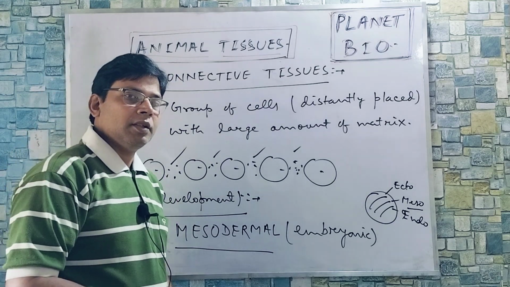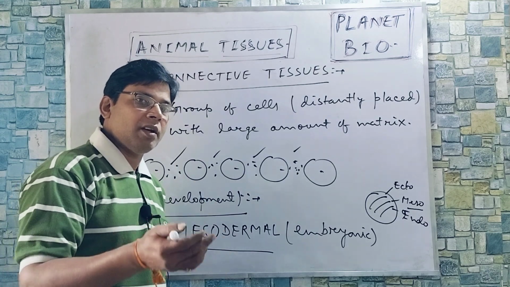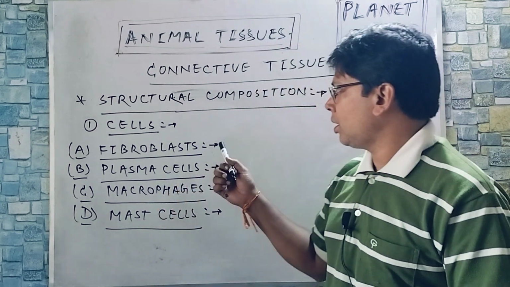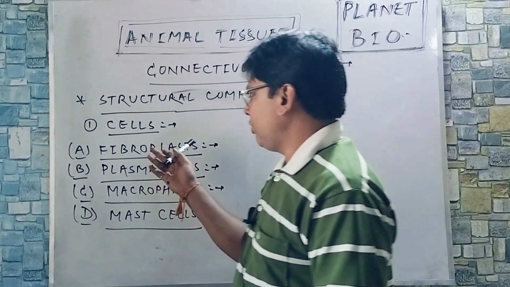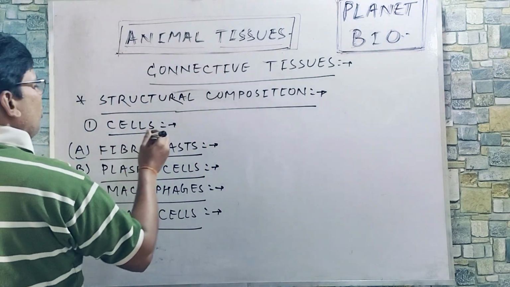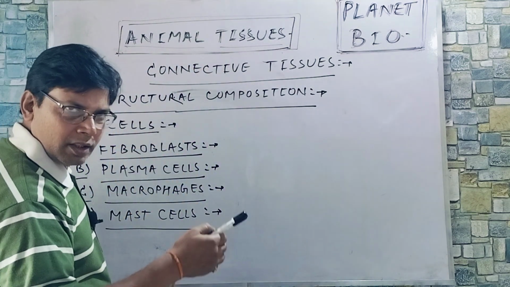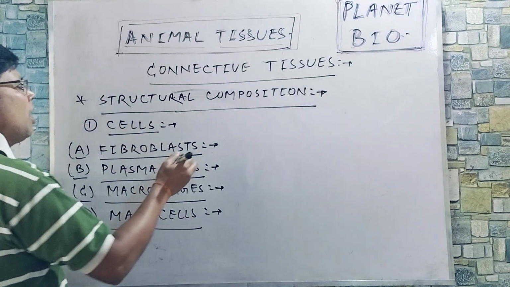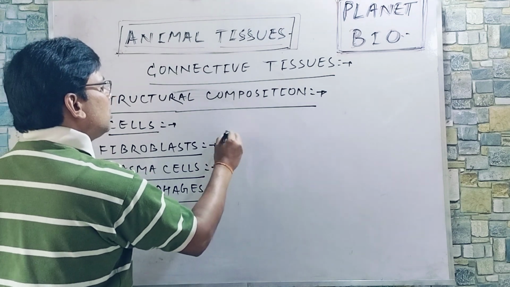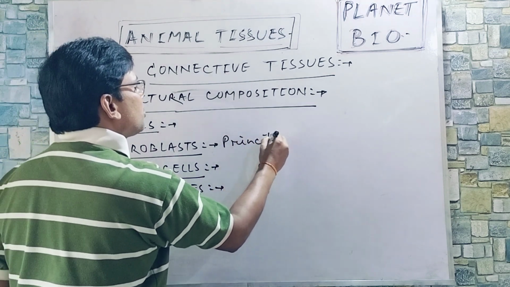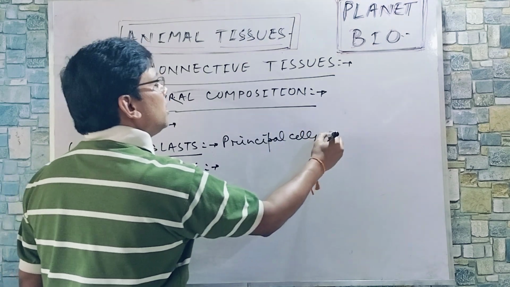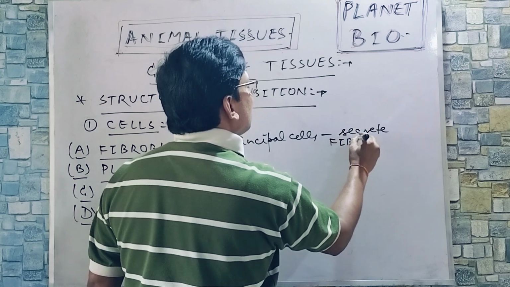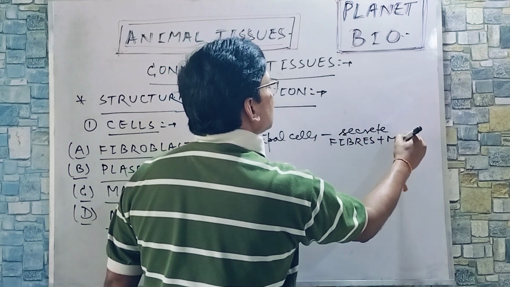Now the next point, about structural composition and function. Now we should talk about the structural composition of connective tissues. Here we can find, first point, cells. What types of cells are there? Different types of cells, of different shape and different function. But the main cells are fibroblasts. Fibroblasts are principal cells, main cells, and these secrete fibers and matrix.